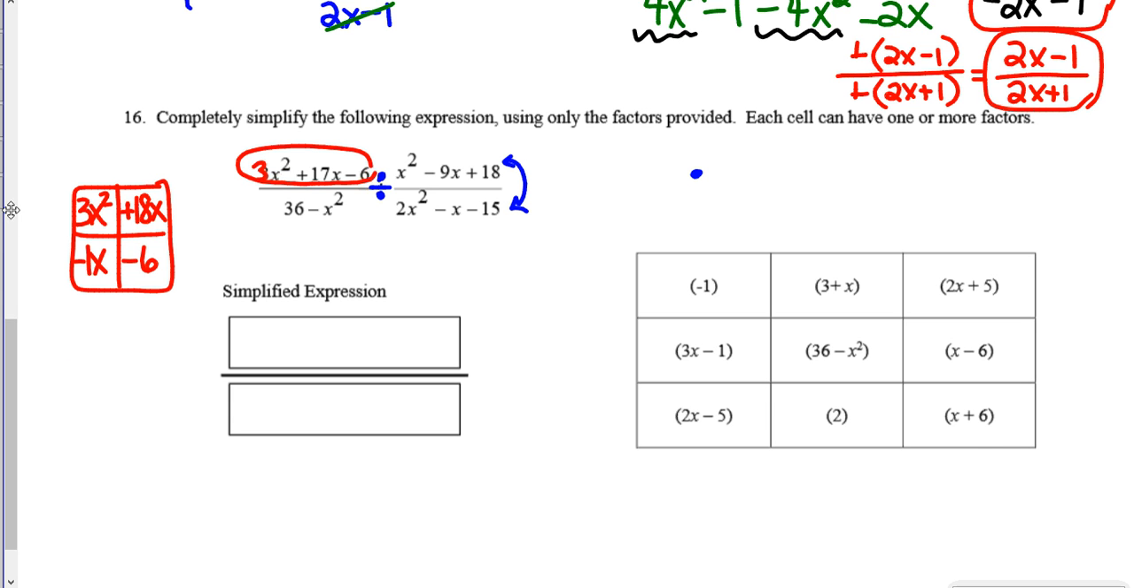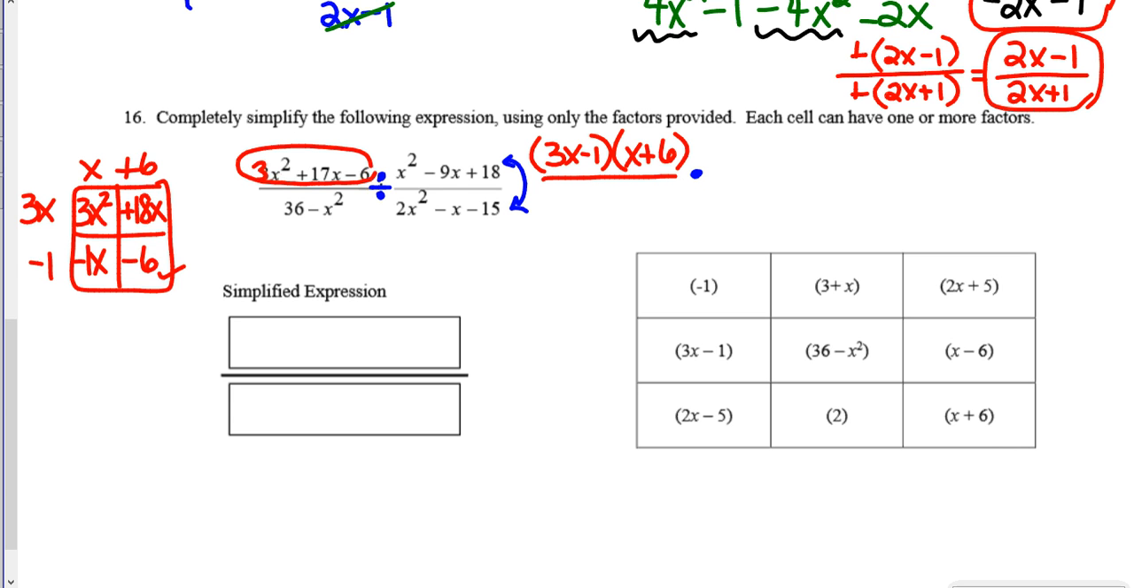So my GCF of the top row is 3x. X times 3x gives me 3x squared. 6 times 3x gives me 18x. Negative 1 times x gives me negative 1x. And negative 1 times positive 6 is negative 6. So that's good. My first fraction was 3x minus 1 times x plus 6 on the top.